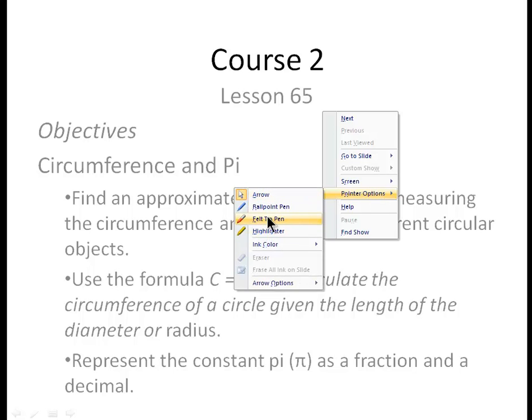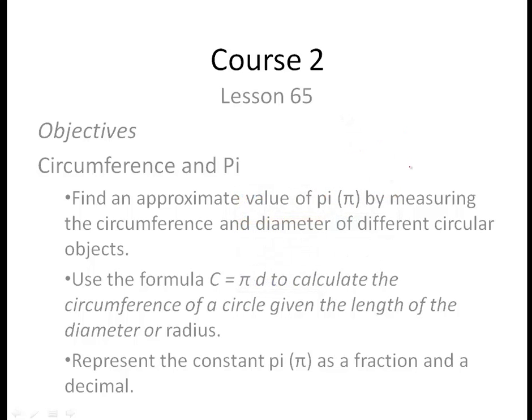In this lesson, we're going to introduce to you the new vocabulary of pi and circumference. We're going to find an approximate value of pi by measuring the circumference and diameter of different circular objects. We're going to use the formula C equals pi times diameter, or circumference equals pi times diameter, to calculate the circumference of a circle given the length of the diameter or radius. And then we're going to represent the constant pi as a fraction and as a decimal. All right, so let's get started.